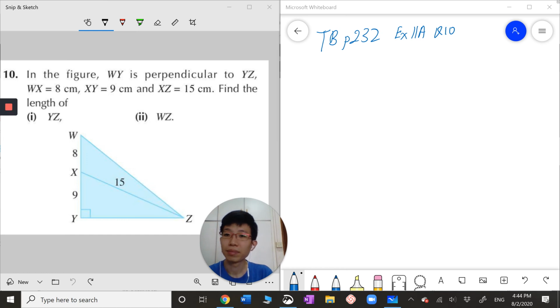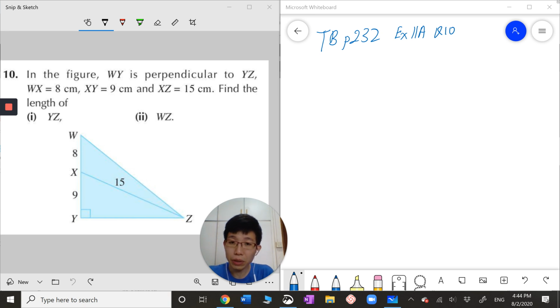Hi students, today we'll be looking at Pythagoras Theorem, page 232, exercise 11a, question 10. This is a slightly more difficult question than the one that we did in class. So let's look at how to do this question.